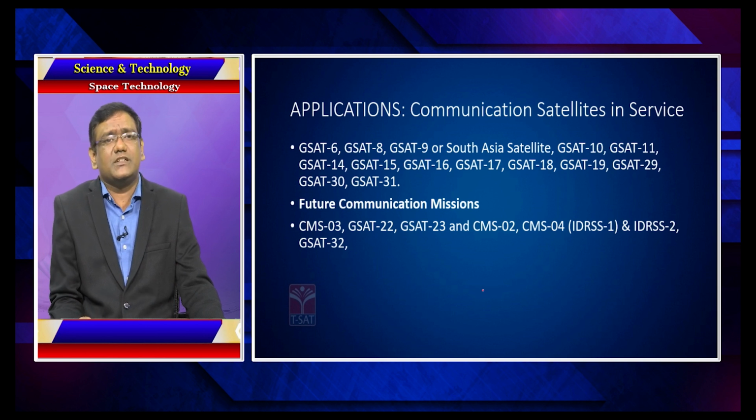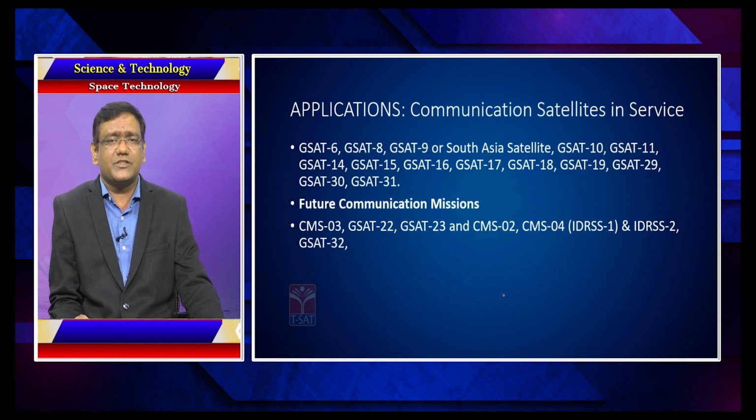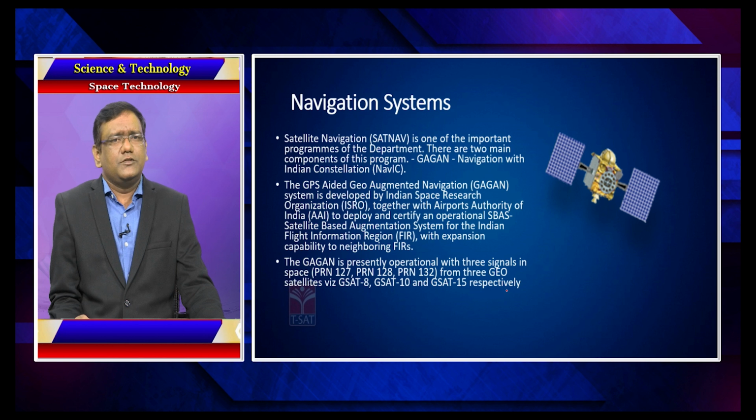So what are the future communication missions of this satellite? That is CMS-03, GSAT-22, GSAT-23 and CMS-02, CMS-04, that is also called as IDRSS-1 and IDRSS-2 and GSAT-32. These are the future missions of ISRO when it comes to the INSAT series, that is the communication satellites.